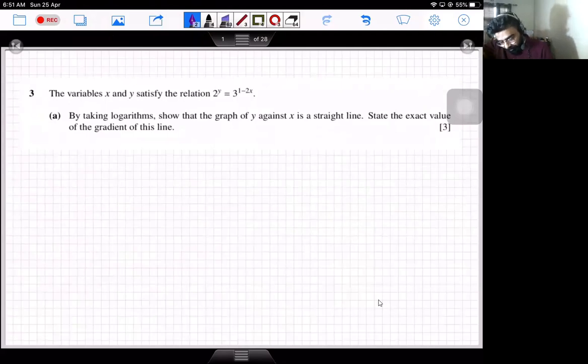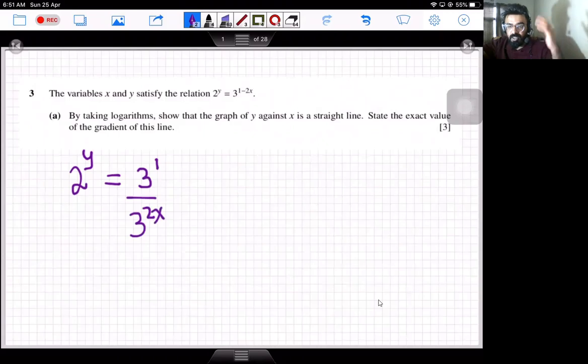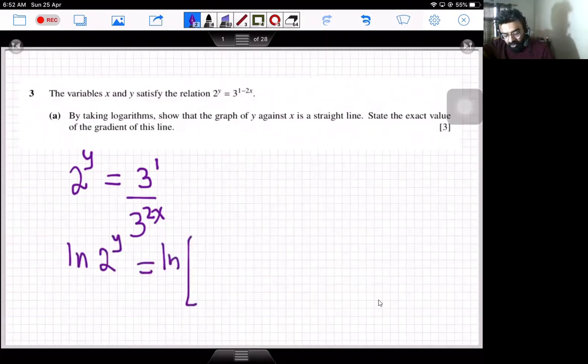So basically, the equation is given in the form 2 raised to the power y is equal to 3 raised to the power 1 minus 2x, and this equation can be rewritten in the form 3 raised to the power 1 divided by 3 raised to the power 2x. 3 raised to the power 1 is just 3. Now what you do is take ln on both sides. So ln 2 raised to the power y is equal to ln of 3 over 3 raised to the power 2x.